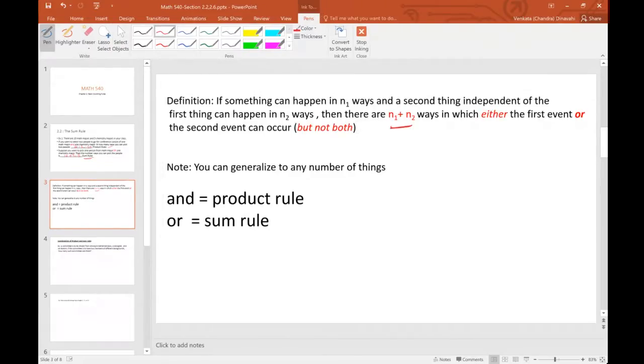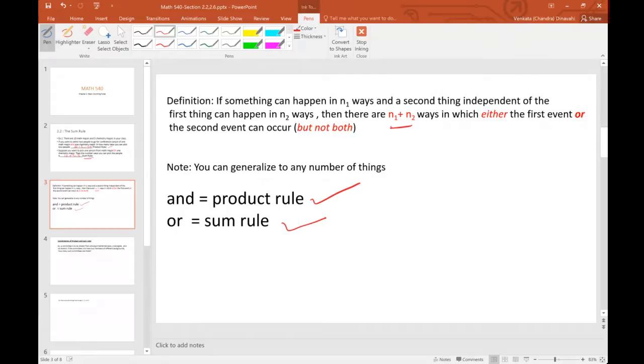So the easiest way for you to remember is, again, like in product rule, you can generalize to any number of things. So n1 plus n2 plus n3 and so on, it can go forever. It really doesn't matter. The easiest way for you to recognize is whenever you see "and", that is the product rule. Whenever you see "or", that is the summation rule. So that is the summation rule. But for most counting problems, you have to use both rules at the same time.